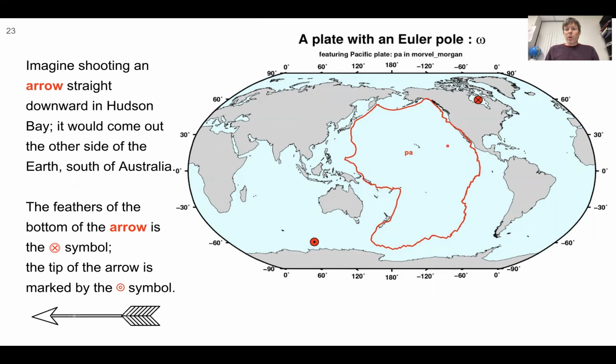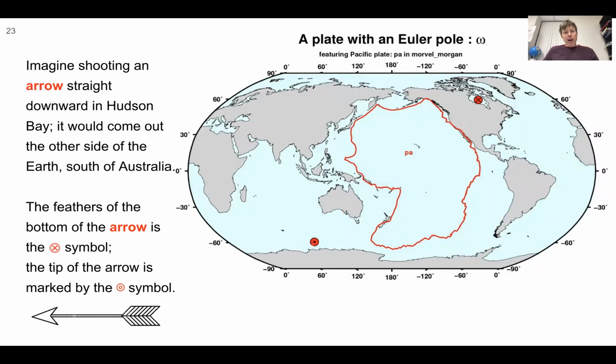To imagine the Euler Pole in this symbology, imagine shooting an arrow. Pull out an imaginary arrow, aim it straight down, shoot it downward in the Hudson Bay. It would come out the other side of the planet. After going through the center, it would come out somewhere out here, south of Australia.